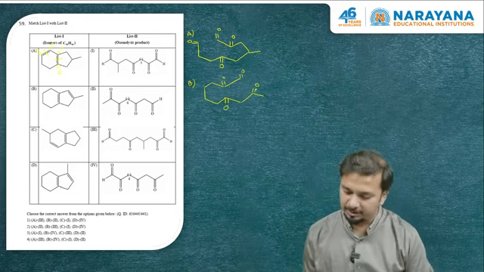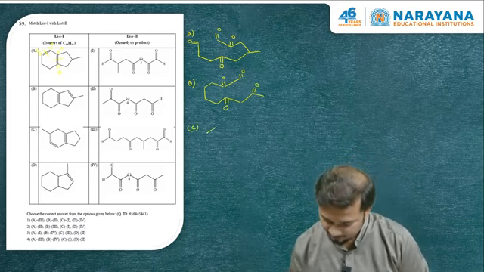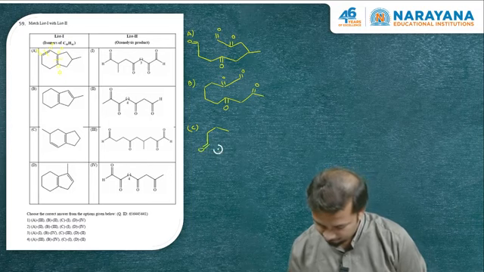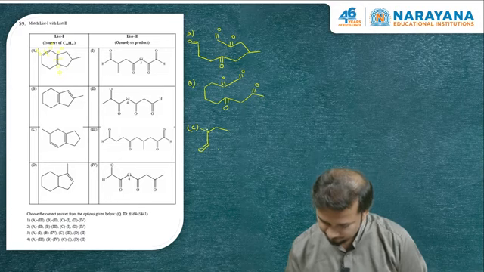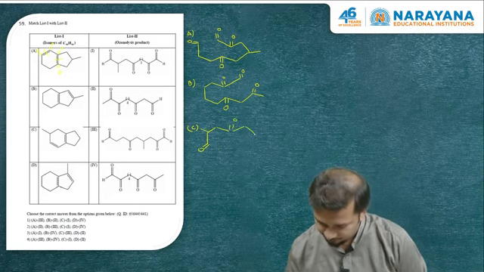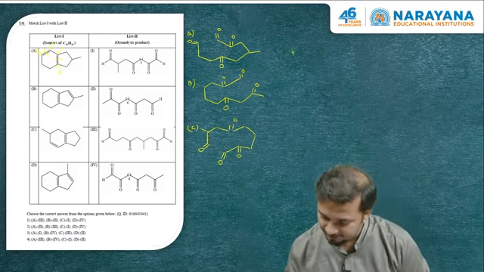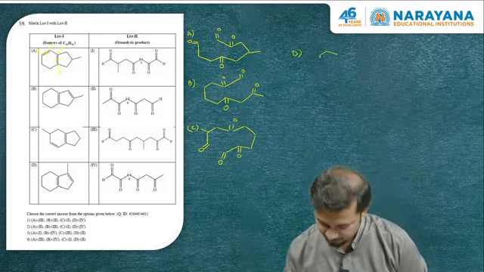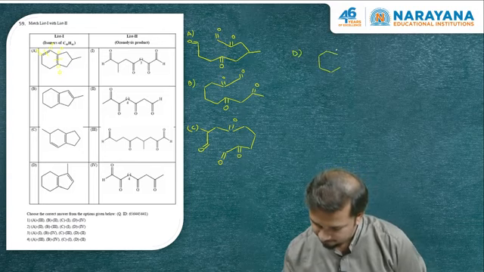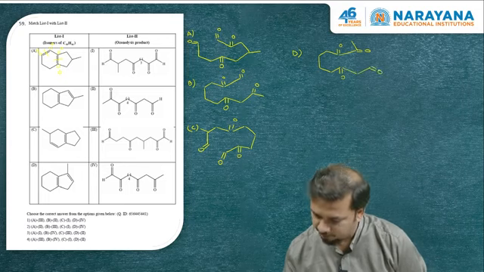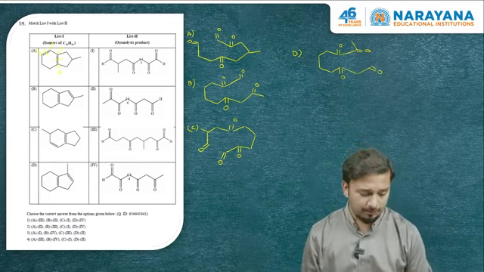So, this is option B. Option C will be double bond O, then double bond O, double bond O and double bond O. That is for option number C. And option D, if I write, it will be like this: double bond O, double bond O, double bond O, double bond O. So, these are the 4 products of the reaction.